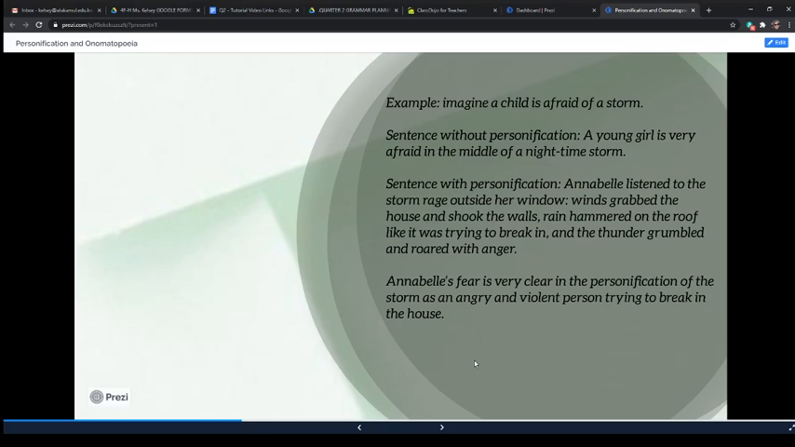Imagine a child is afraid of a storm. This sentence is without personification. A girl is very afraid in the middle of a nighttime storm. And here is the sentence with personification. Annabelle listened to the storm rage outside her window. Winds grabbed the house and shook the walls. Rain hammered on the roof like it was trying to break in, and the thunder grumbled and roared with anger. Annabelle's fear is very clear in the personification of the storm as an angry and violent person trying to break in the house.